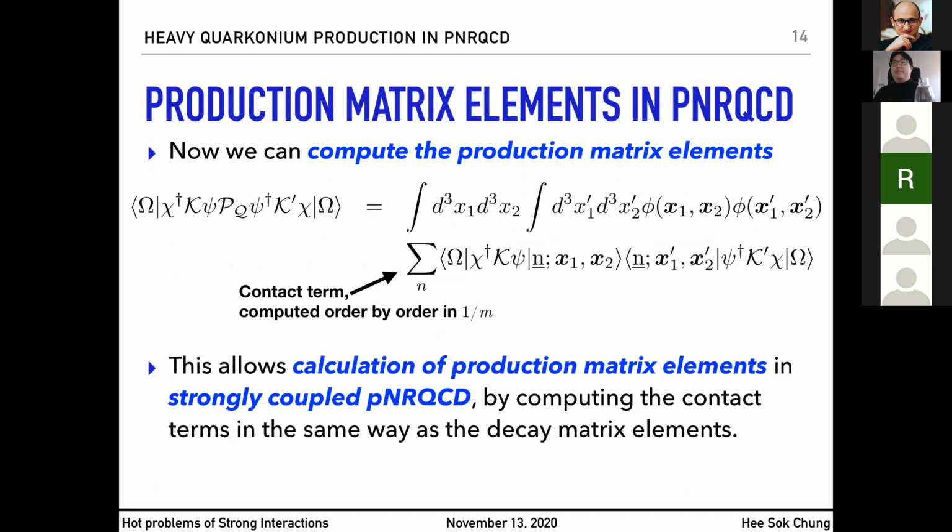So now we can compute the production matrix elements by plugging in the expression we found for the projection operator. So we have this master formula. Now this piece is the contact term for the production matrix elements. Phi are the usual quarkonium wave functions. So since the contact term can be computed order by order in 1 over m, this allows calculation of production matrix elements in strongly coupled pNRQCD. And the technology to compute these contact terms is the same as we have used for the decay matrix elements.